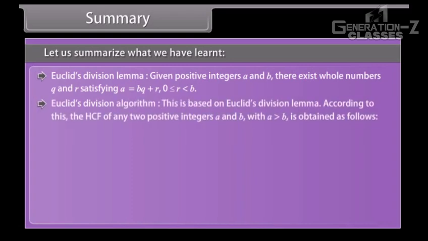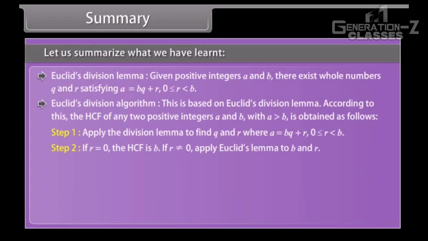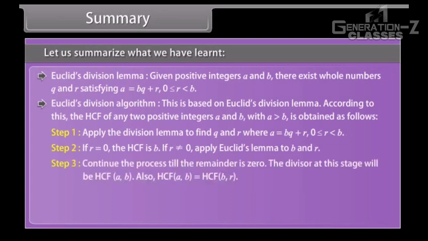Euclid's division algorithm. This is based on Euclid's division lemma. According to this, the HCF of any two positive integers a and b, with a greater than b, is obtained as follows. 1. Apply the division lemma to find q and r, where a = bq + r, 0 ≤ r < b. 2. If r = 0, the HCF is b. If r is not equal to 0, apply Euclid's lemma to b and r. 3. Continue the process till the remainder is 0. The divisor at this stage will be HCF(a, b). Also, HCF(a, b) = HCF(b, r).